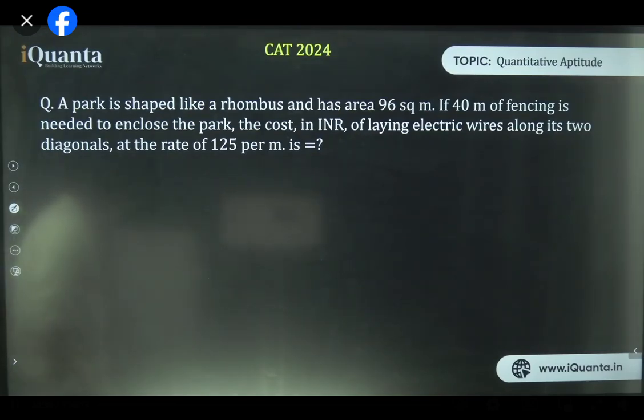Chintan, because the height was the same and the base was also the same, the triangles will be equal, isn't it? Because the base and height were the same for all the triangles. The base being the same was visible, and since the parallelogram lies between two parallel lines, the height will also be the same.